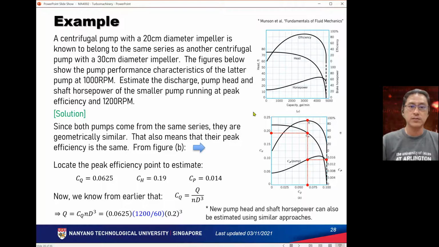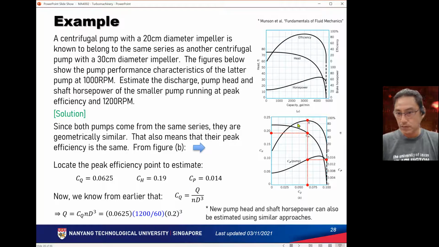As I've mentioned, these 2 pumps come from the same family, so they are what we call geometrically similar. That also means that we can assume their peak efficiency is the same. So we will be able to make use of this chart to locate the peak efficiency point, such that we'll be able to get the intersects with the other graph to get the various coefficients, such as CQ, the capacity coefficient, CH, the pressure head coefficient, and CP, the power coefficient.